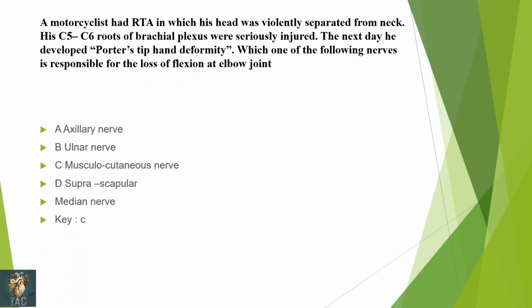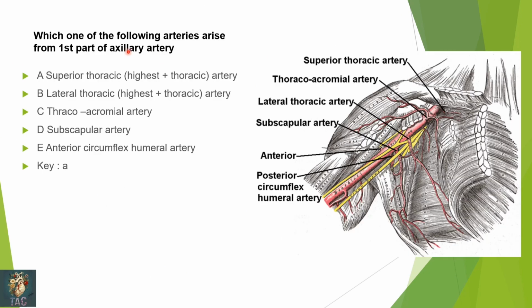Next: which of the following arteries arises from the first part of the axillary artery? The superior thoracic, lateral thoracic, thoracoacromial, subscapular and anterior circumflex. Look at this diagram. This is the superior thoracic, which originates from the first part of the axillary artery. So A is the answer.